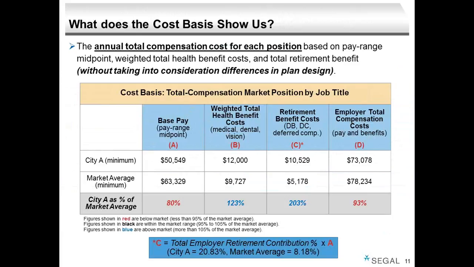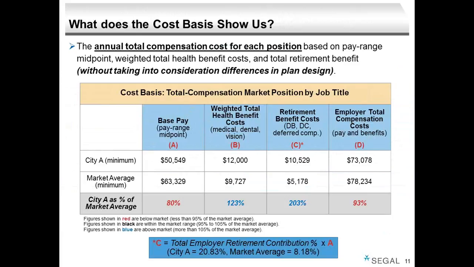We color coded these. If you see red, it means you really are below market, and if you see blue, you are above market. That base pay for City A is 80% of market, so significantly below, but the contribution for health and welfare is at 123% of the market, and retirement benefit costs are 203% of the market, and that's really reflective of the differences in the contribution rate as a percent of pay. Overall, when you add the different pieces, in this particular case, City A is still slightly below market at 93%.